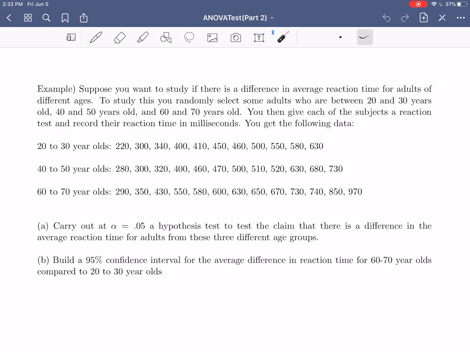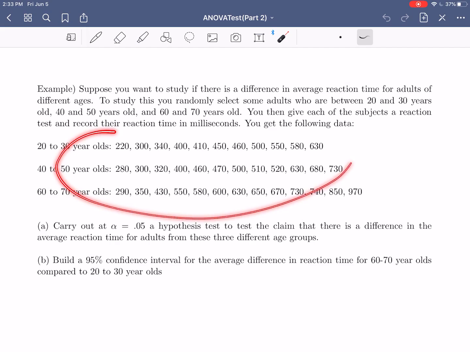Just to make sure we understand the data here, we can see that for the 20 to 30 year olds, we had somebody who reacted in 220 milliseconds, 300 milliseconds, all the way up to 630 milliseconds. For the 40 to 50 year olds, we had somebody who took 280 milliseconds all the way up to 730 milliseconds. And for the 60 to 70 year olds, we had somebody who took 290 milliseconds all the way up to 970 milliseconds. Now, do keep in mind when thinking about reaction time, the lower the reaction time, the faster your reflexes. So if it takes you a really long time to react, that means you actually have slower reflexes.